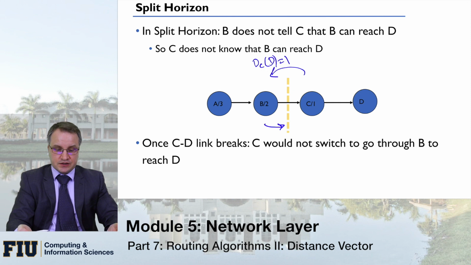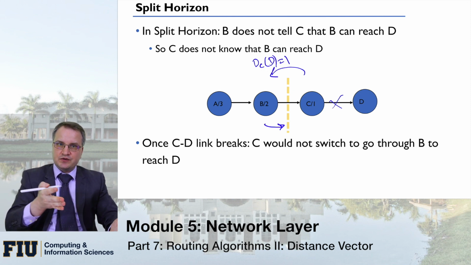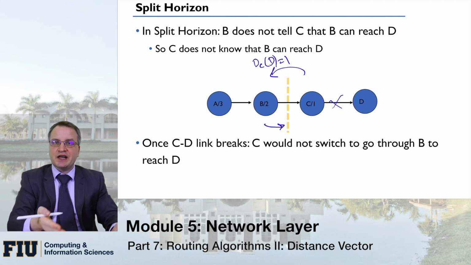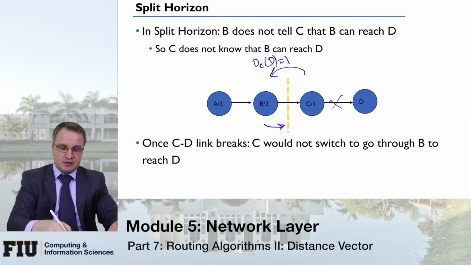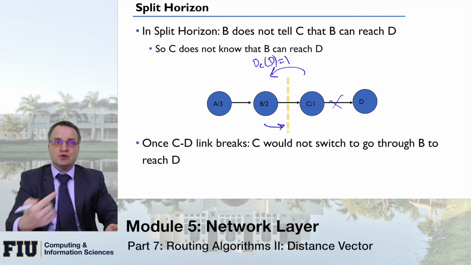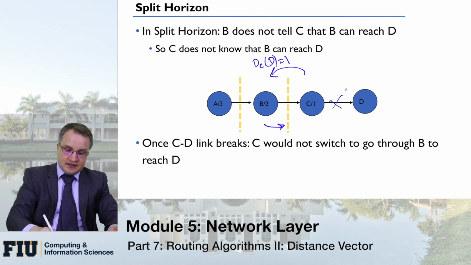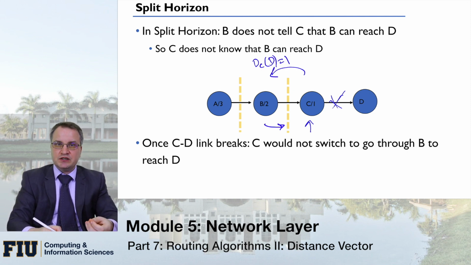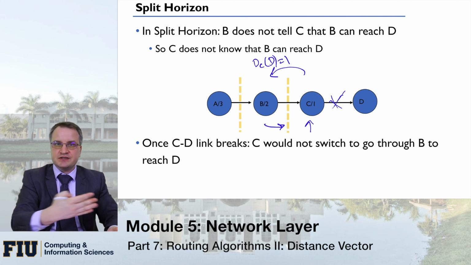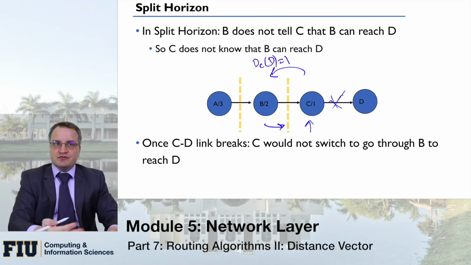And in this case, when this link breaks, C will detect it, C will stop announcing it, B will not be telling that something bad happened, and this count to infinity would not happen. However, there is one additional problem. When this link breaks, C detected the problem. And if a packet towards D comes to C, the packet will be dropped, or in some way the source will be notified that something bad happened.